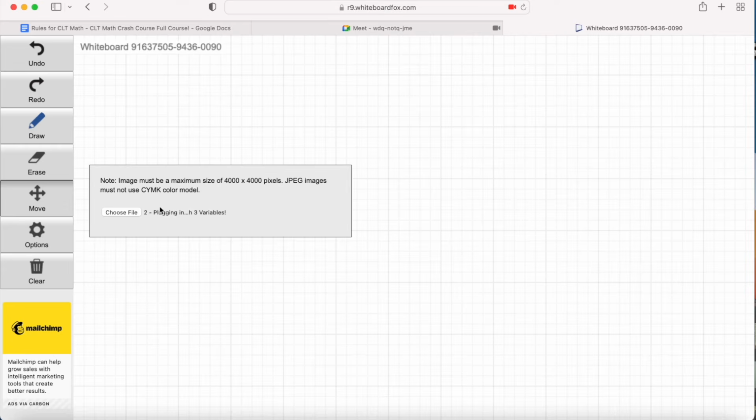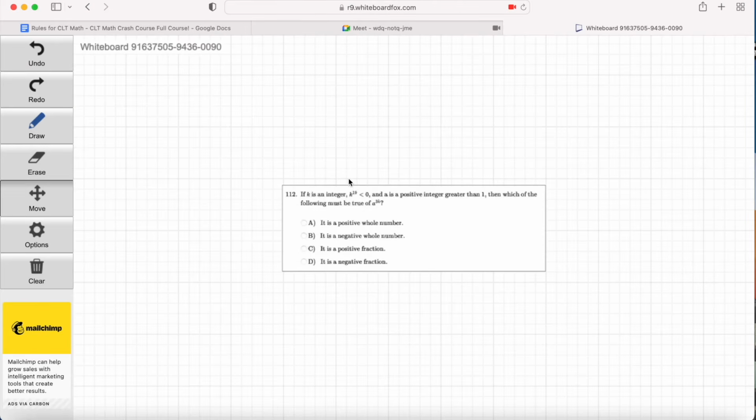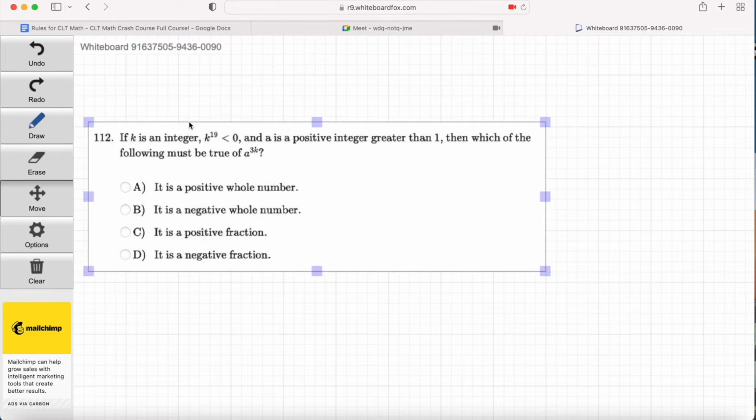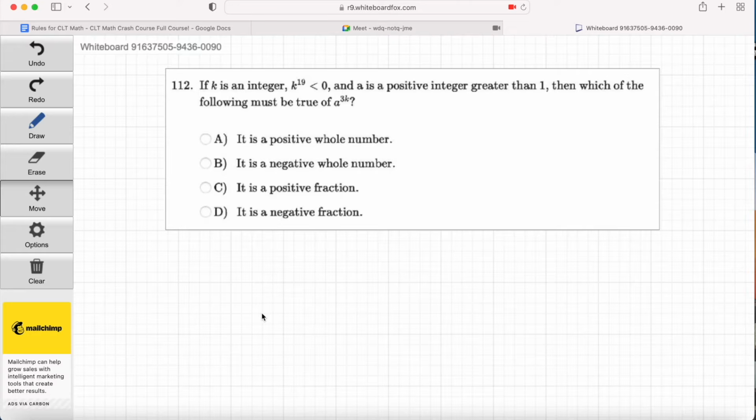All right, we got one more from the homework. This one's a little trickier. This involves some negative exponents. We're going to talk about the properties of exponents here in just a moment. Go ahead and read question number 112 for us, please.